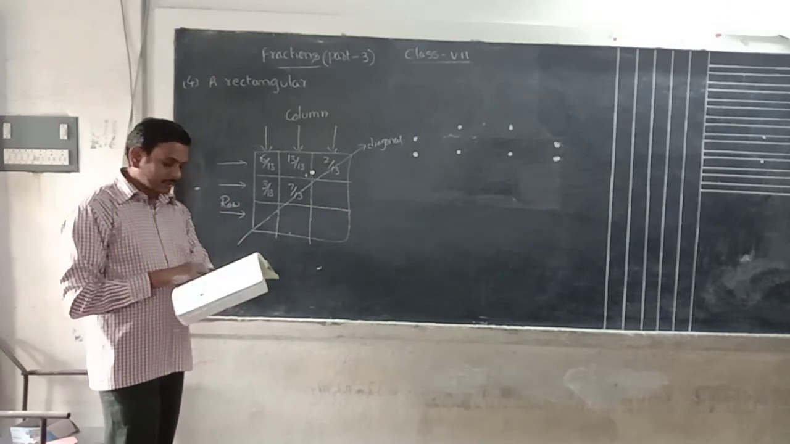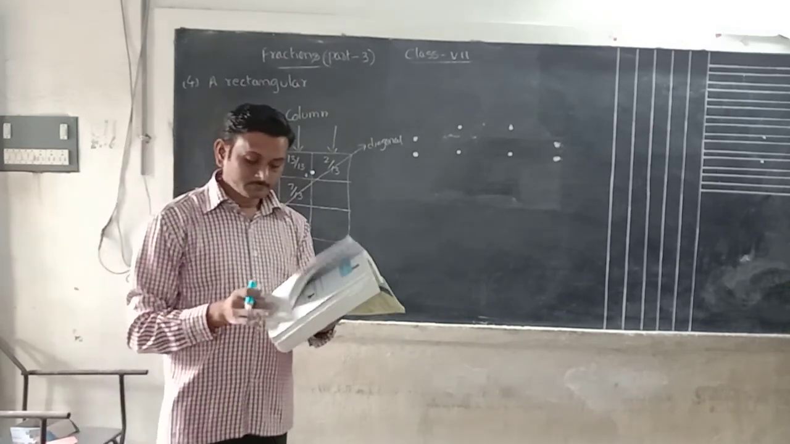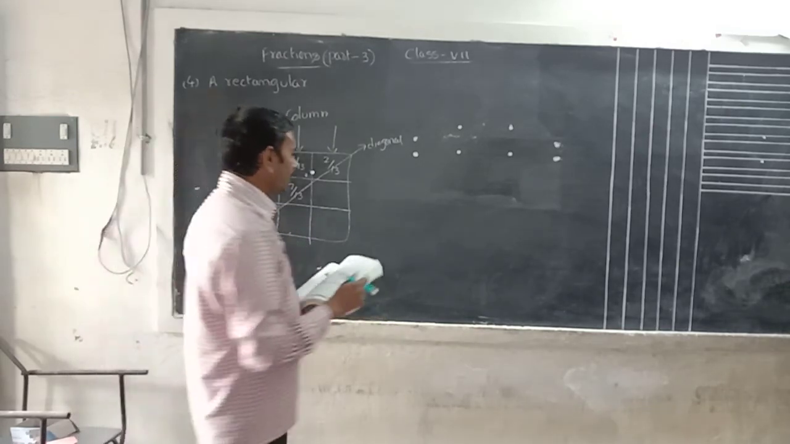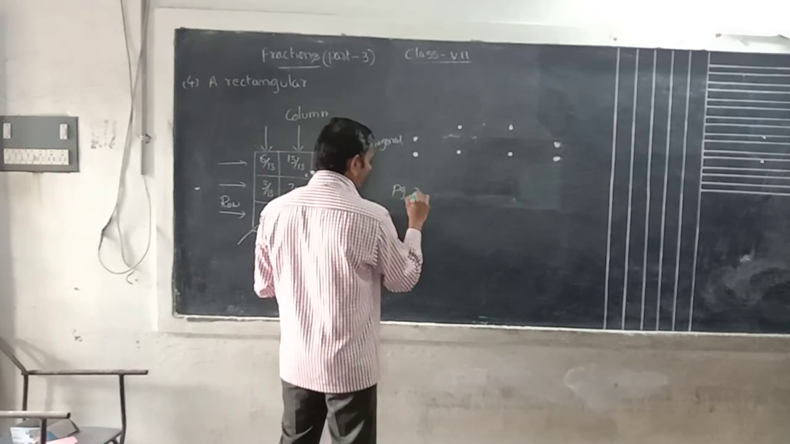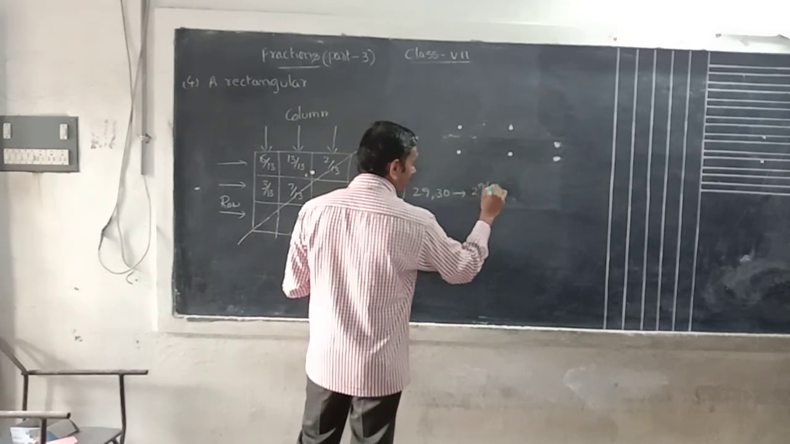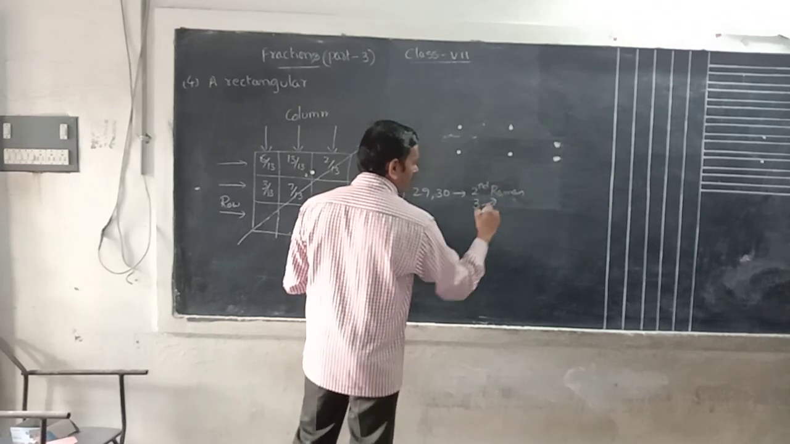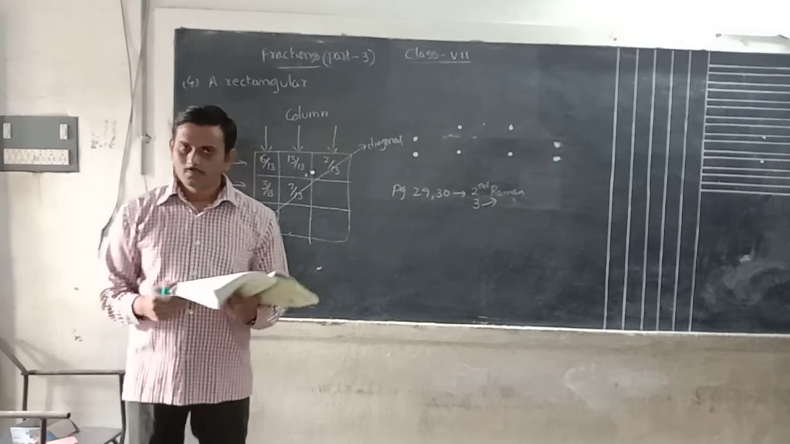What is today's homework? Complete the second Roman numeral, page number 29, 30. Second Roman numeral and third Roman numeral, complete yourself.